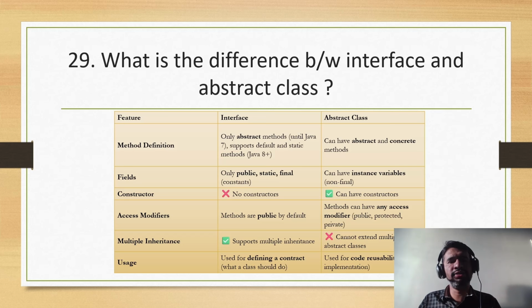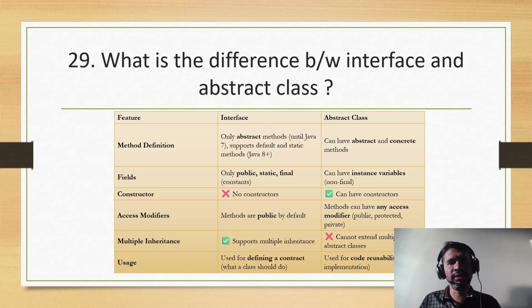Fields-wise, all the interface fields are public, static, final, which means constants. But in case of an abstract class, a field can be a constant or it cannot be. And regarding constructors, an interface has no constructor. An abstract class can have constructors.